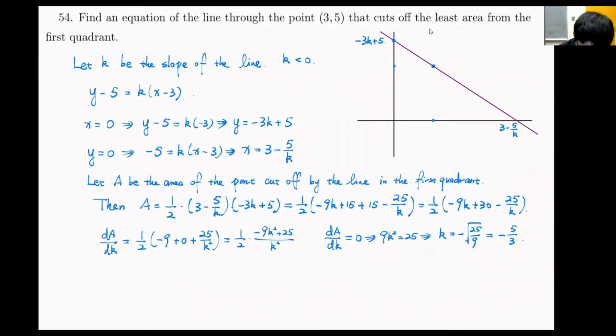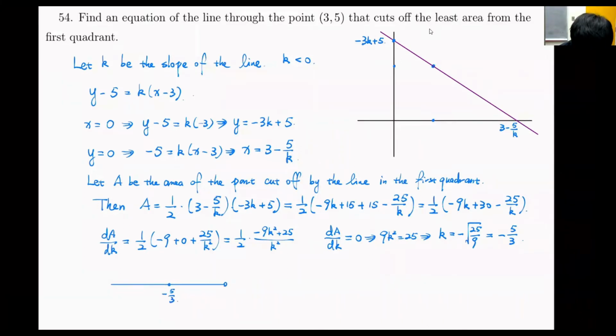We could use the first derivative test to see if k equals minus 5 over 3 gives a maximum or minimum. Let's draw the domain like this, and this is going to be my critical number.